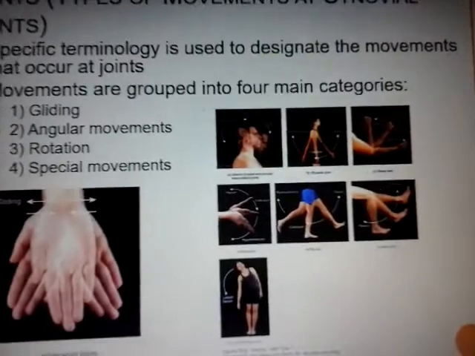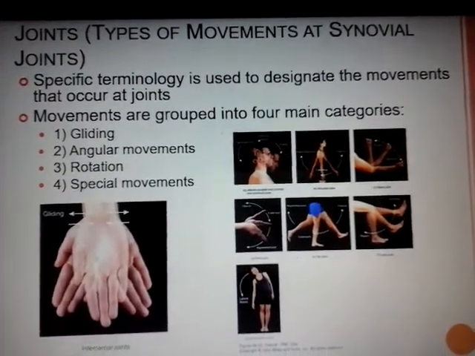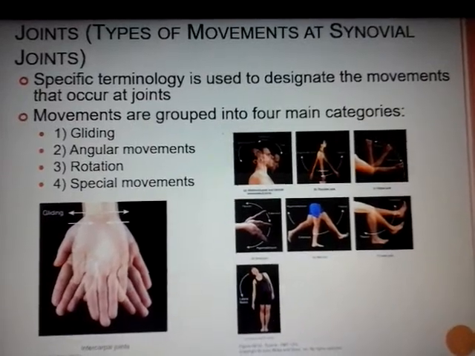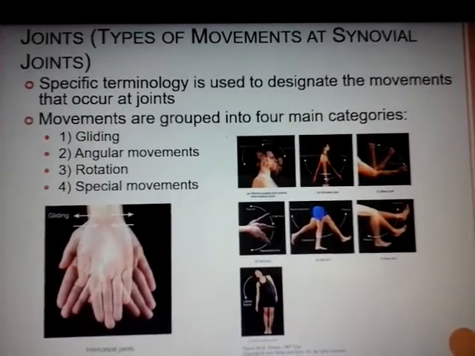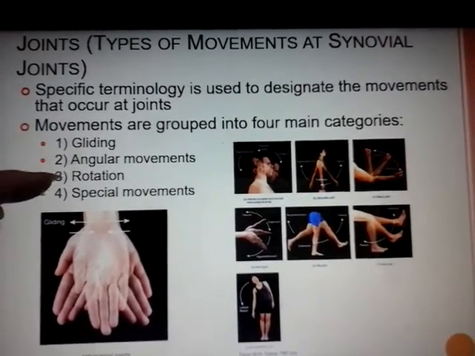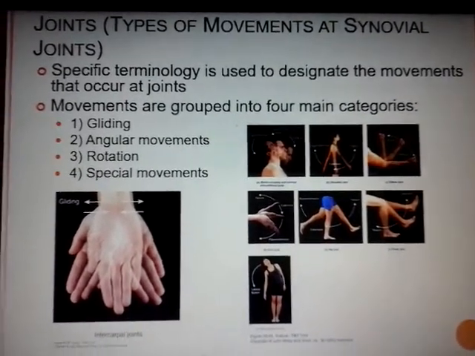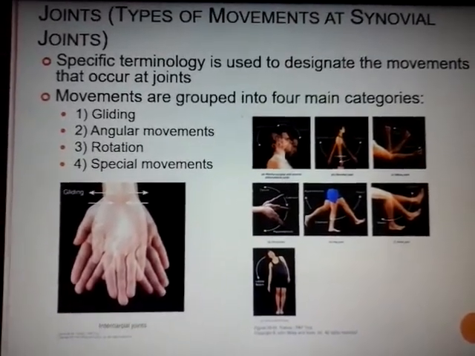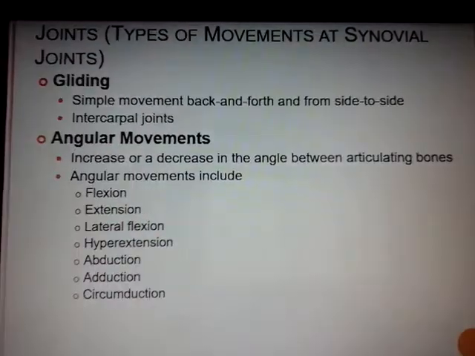Now, since synovial joints are movable joints, these types of joints are classified according to the motions that they make. We're going to be looking at these four: gliding, angular, rotation, and special movements. And the nice thing is you can Google all these and actually see videos that go along with them. So this is gliding, this is angular, and so on and so forth.